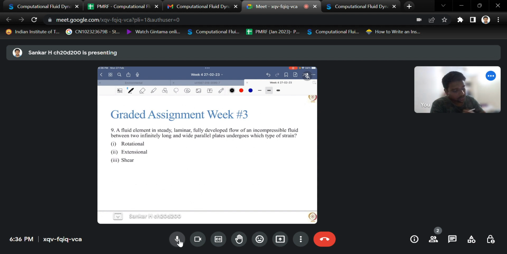So, moving on to question number 9. A steady laminar fully developed flow of an incompressible fluid between two infinitely long wide parallel plates undergoes which type of strain? The correct answer would be rotational and shear, but not extensional, because the rotational strain about the x-axis is given by half into dou v by dou z minus dou w by dou y.